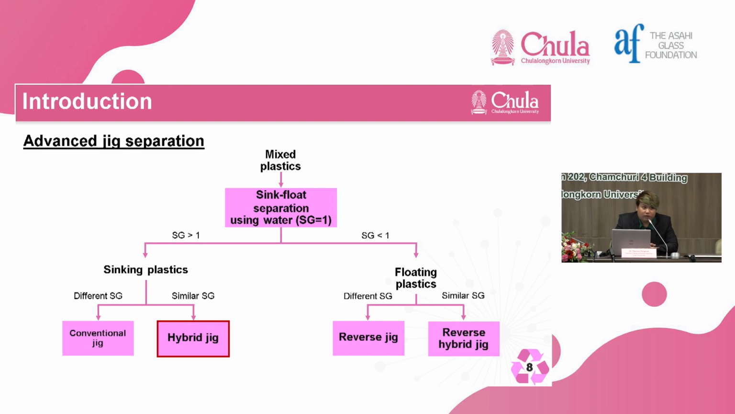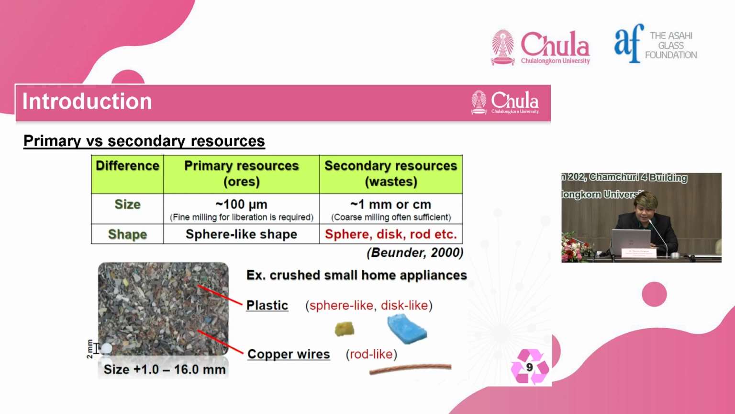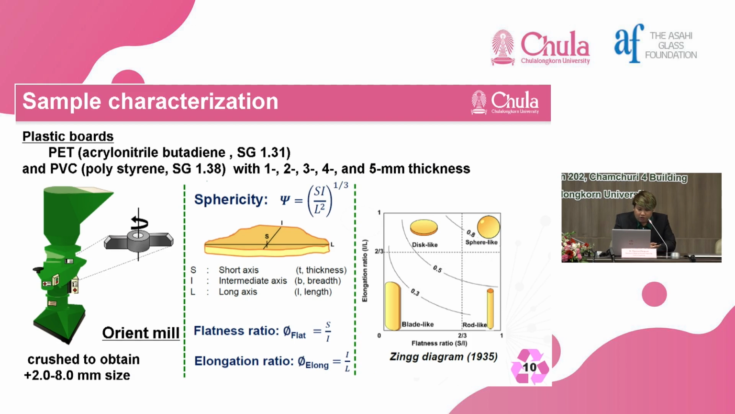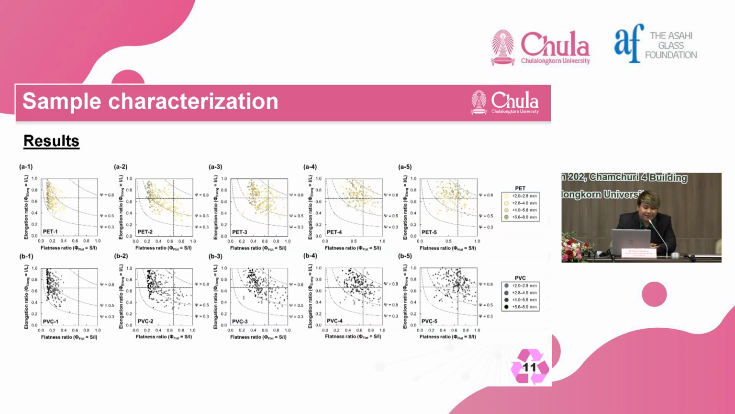So this is an example of the utilization of advanced jigs for each type of plastic. However, in the case of recycling, it's quite different from ore. Since plastic or another kind of waste, once we crush it, remains as many materials and also sizes and shapes. We can find copper wire and thick plastic as well as thin plastic that affect the separation. So in this study, I used PET and PVC, crushed them, and checked the shape properties of the plastic.